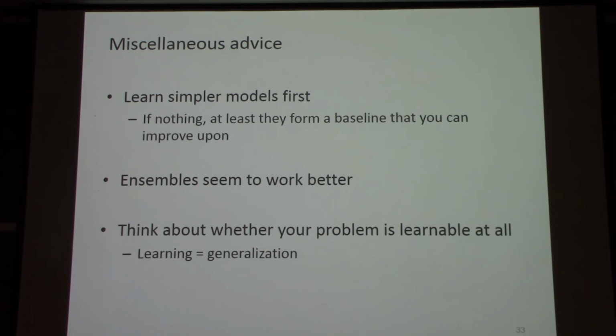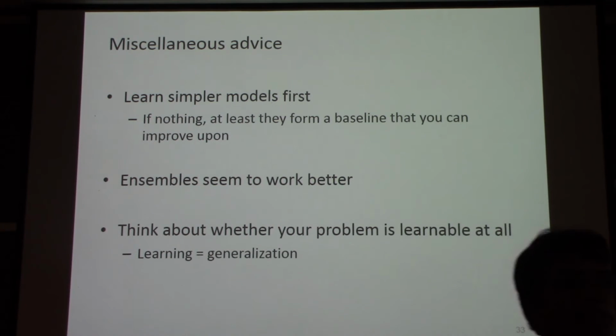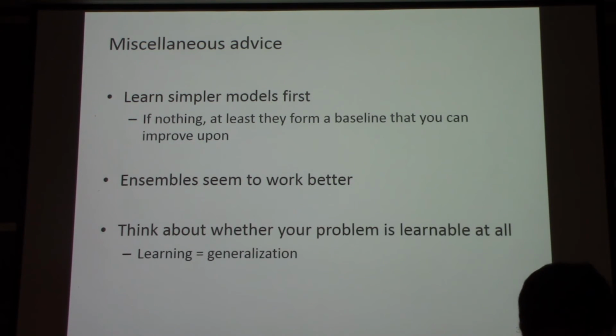And the one other thing about machine learning is you should think about whether your problem is learnable at all. That's an important point. Learning is generalization. So this decision of whether learning can actually help your problem is an important one. And it typically only comes by staring at the data and trying to figure out whether you can answer the problem. And that's where domain expertise also comes in.